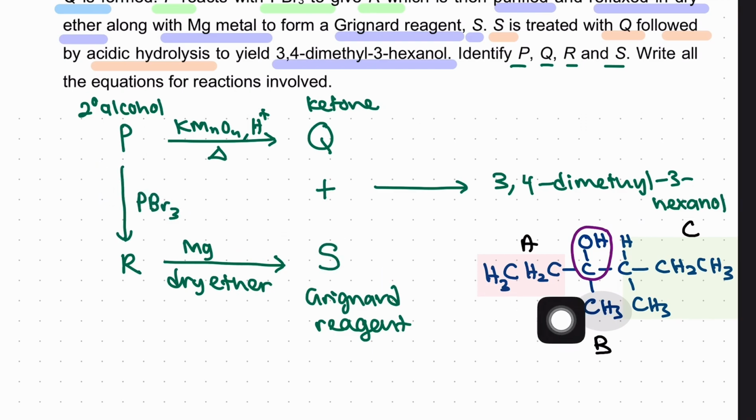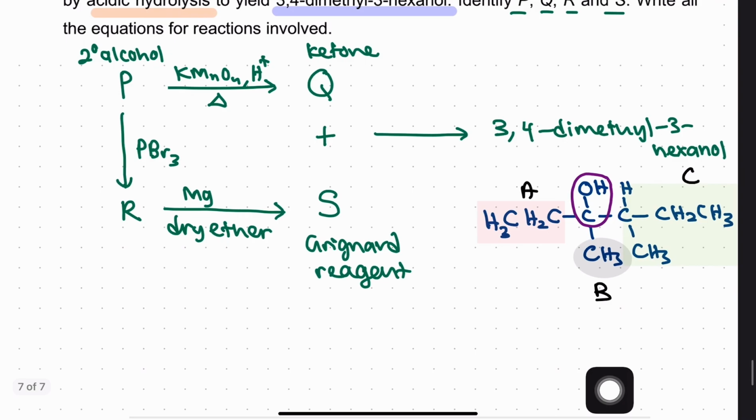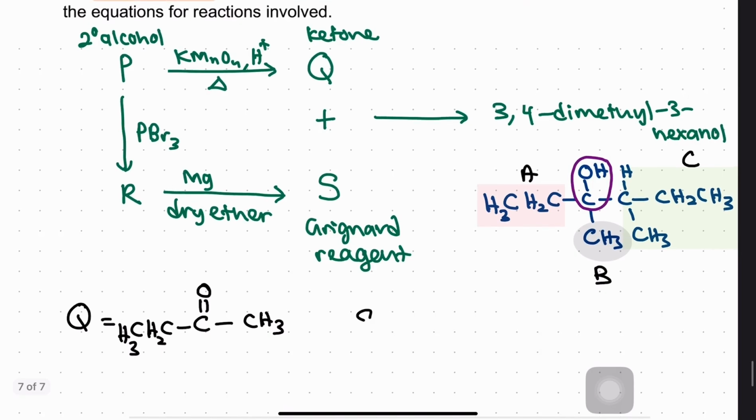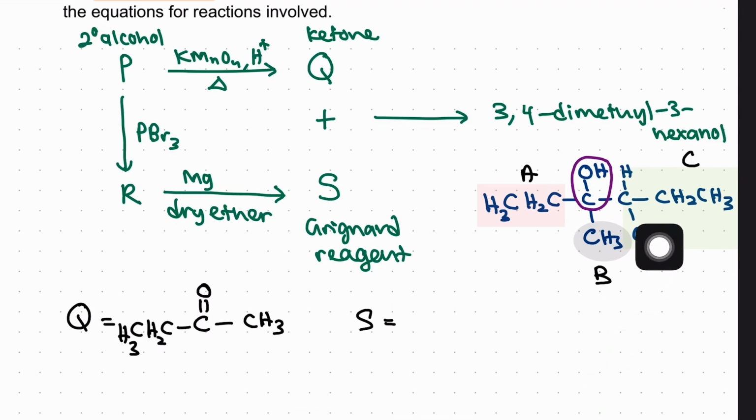So if that's the case, you can see that it would be best if we say that C is from the Grignard, whereas A and B make up the ketone. So let's give it a try. You have to do a bit of trial and error here, but I think this will work. So let's say Q now is a ketone that is made up of alkyl groups A and B, whereas S is a Grignard that is made from the alkyl group C.